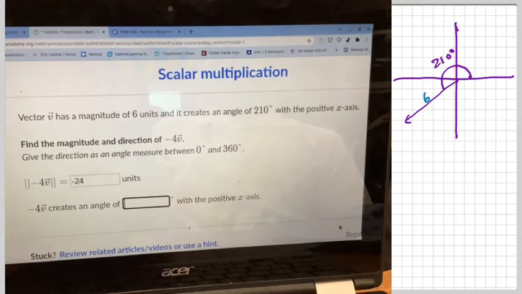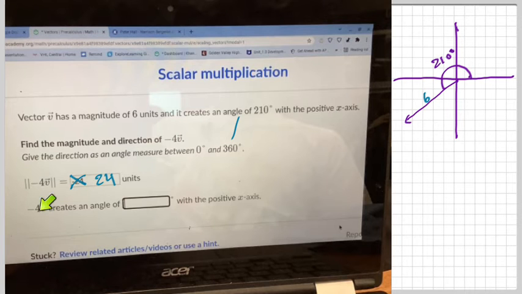Okay, length will never be negative. So don't put a negative right there. The length will always be positive. The magnitude's always positive. I think that's probably why, maybe I'm making this up, these magnitude bars look like absolute value bars. Okay, so the length is 24, so it's 4 times longer, 4 sixes.